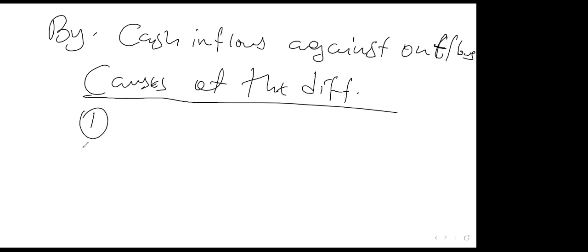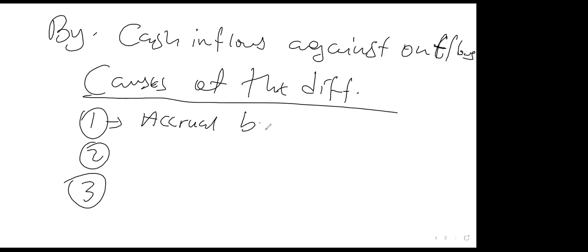Now, number one, number two, and then number three, causes of the difference. The very first thing that all of us are aware of is because of accrual basis. Accrual basis is the main cause. Any other cost I will explain, it's embedded in this.